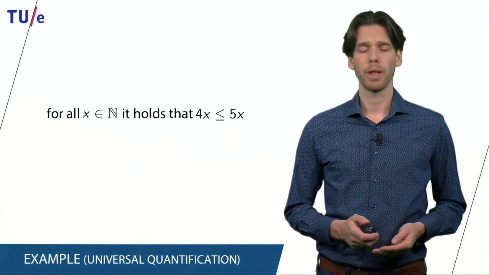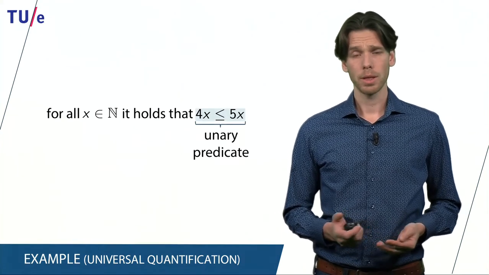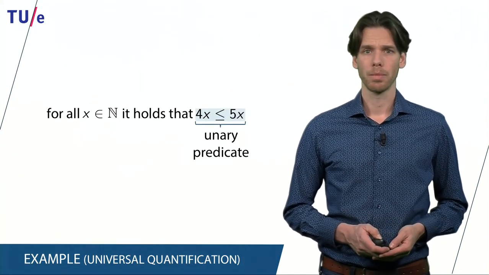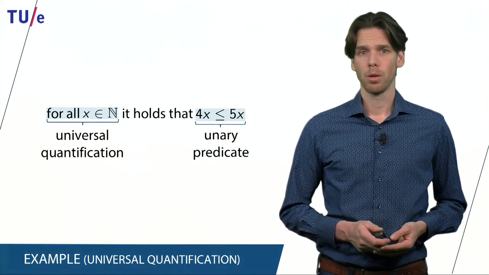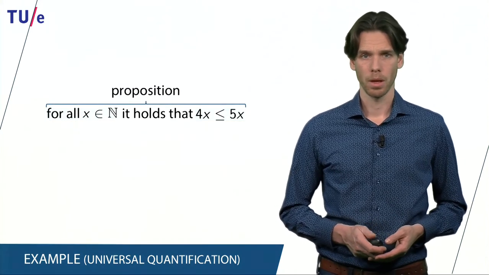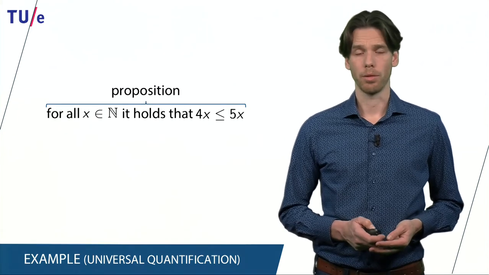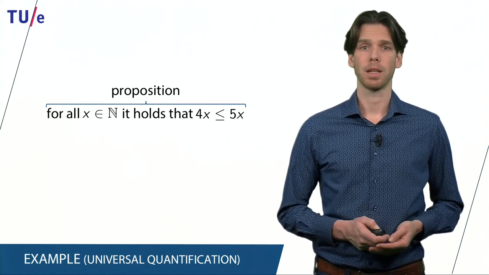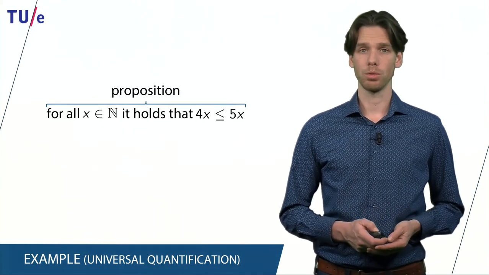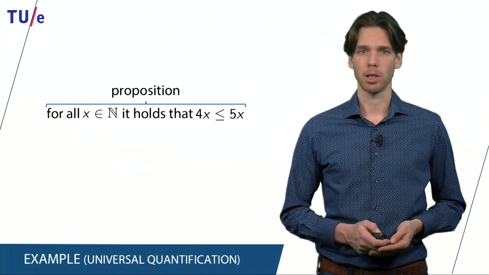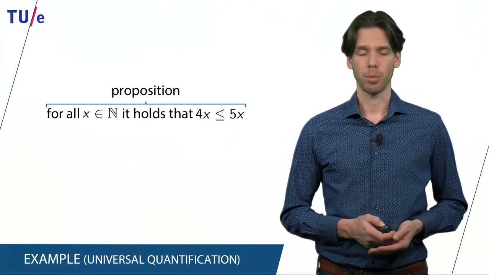Consider the statement, for all natural numbers x, it holds that 4x is less or equal 5x. Although this statement is based on a unary predicate, by saying that the unary predicate should hold for all natural numbers, we're actually turning it into a proposition. The thing is that we can evaluate this statement without committing to a particular value for x. If 4x is less or equal 5x holds for all natural numbers x, then we say that the statement is true. Whereas if 4x is less or equal 5x evaluates to false for some natural number, then we say that the proposition is false.